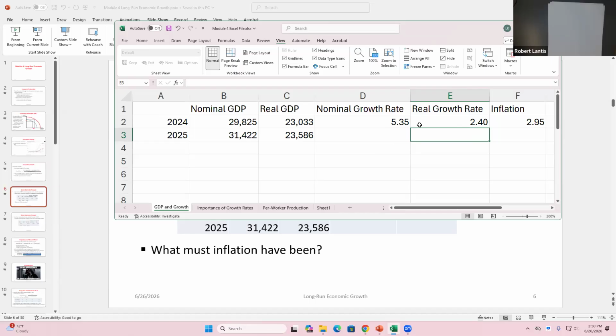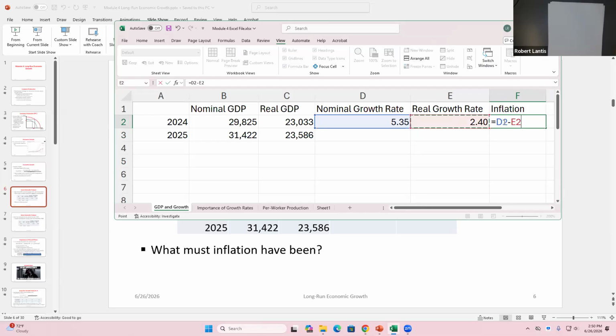Right? Now, I think in the slides I have a question, what must inflation be? Well, similar to when we're looking at real and nominal interest rates, my real interest rate was my nominal interest rate minus inflation. So if I've got my real growth rate and my nominal growth rate, it should be that my real growth rate is nominal minus inflation. Well, if I know the real and the nominal growth rate, I would rearrange that equation a little bit. So the difference between my nominal and my real growth rate should be inflation, right?